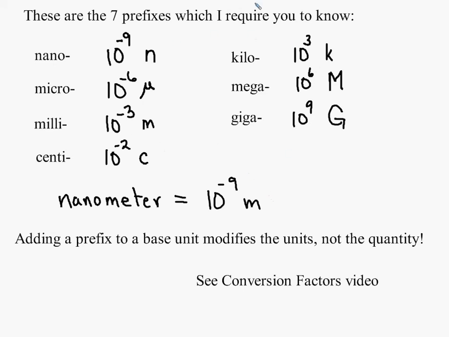Those are the 7 prefixes which we can add to a base unit, like nanometers, so that we can express really, really, really small values in something that we can understand. A nanometer is 10 to the minus ninth meters. We add these prefixes to the base unit just to modify the units. We are not changing the actual quantity. And in my next video, conversion factors, you'll see what I'm talking about.